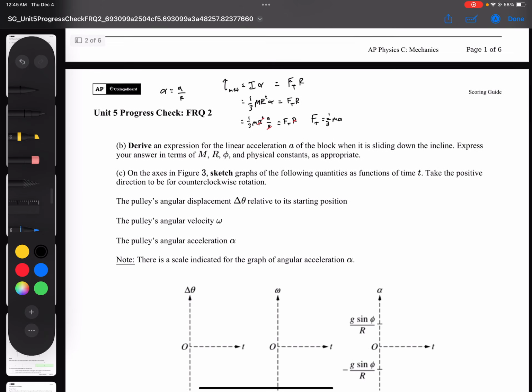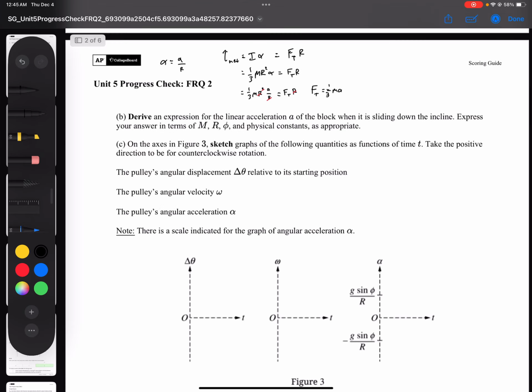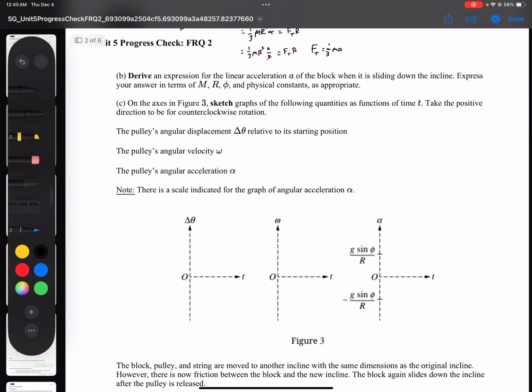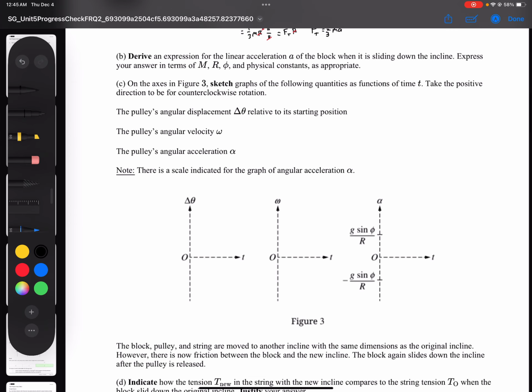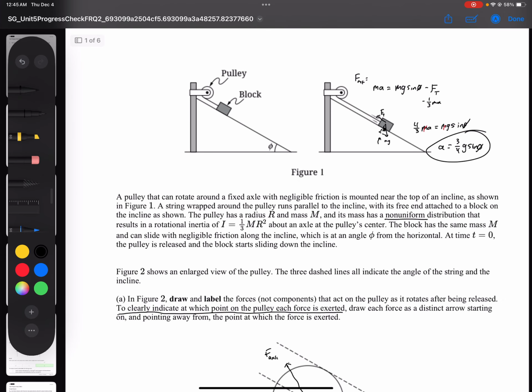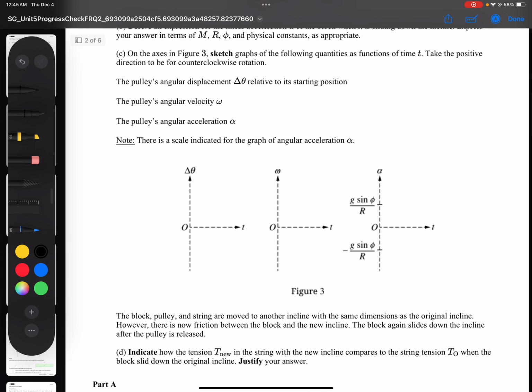That was part B. Now part C: on the axes below, sketch the pulley's angular displacement, delta theta, the angular velocity, and the angular acceleration. Let's do the angular acceleration first. We know that it's 3/4 g sine phi. Let's start with 0 here, and say it's 1, 2, 3, 4. It's like here. There are no clean divisions.